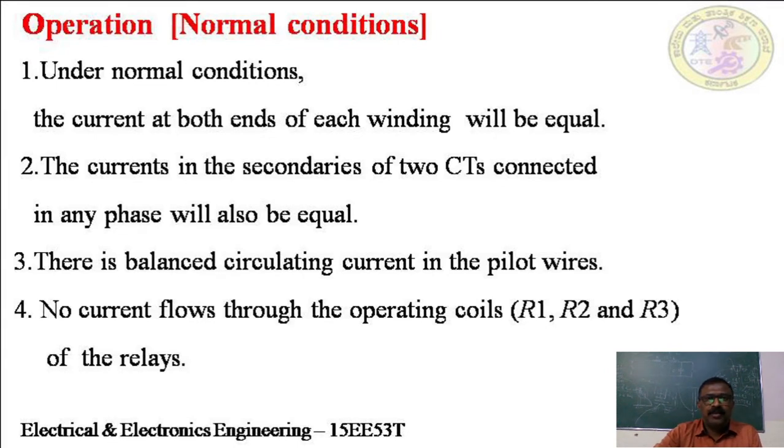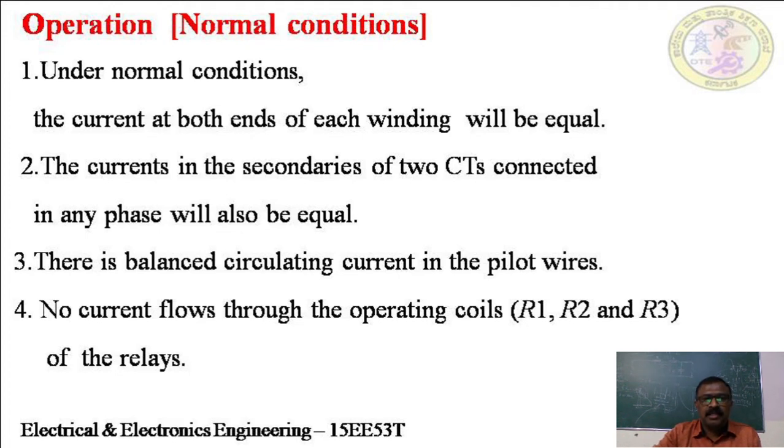When it comes to operation, whether relay operation or circuit breaker operation, we have to divide it into two sections. One is during the normal course of operation, called the normal condition, and the second is the abnormal condition, or what you call the fault condition. Okay, first we will see the operation under normal condition. The first point is, under normal conditions, the current entering and the current leaving at both ends of the winding will be equal. As I said earlier, we use Kirchhoff's current law, where the entering and leaving currents are the same. That is during normal conditions.